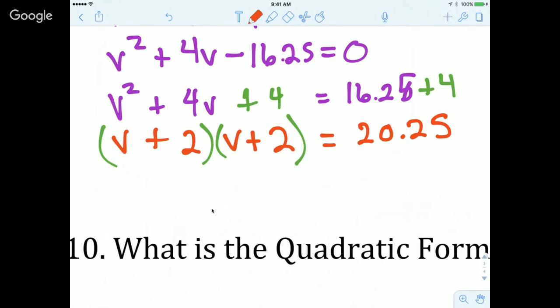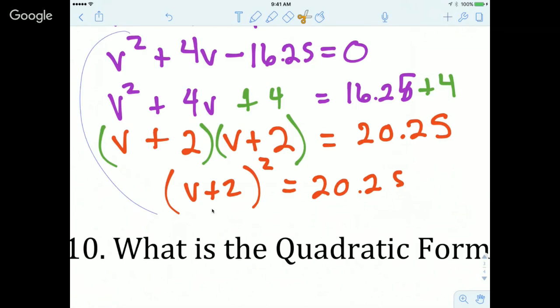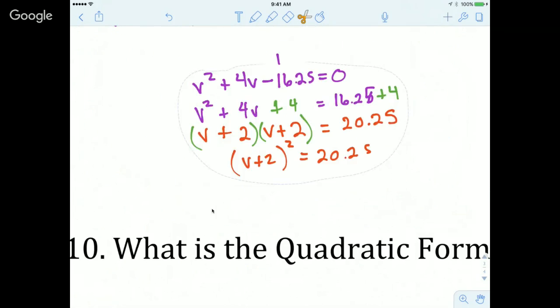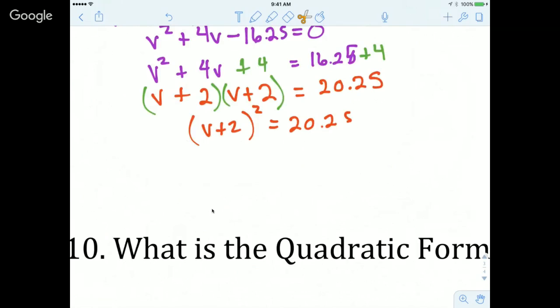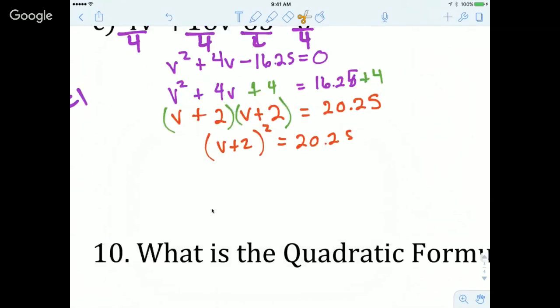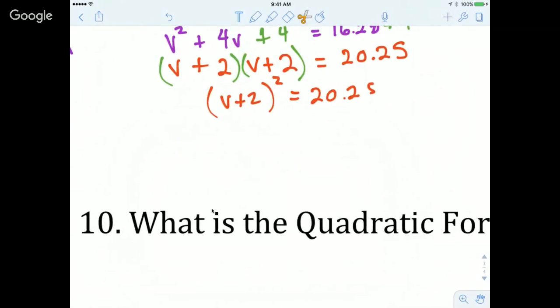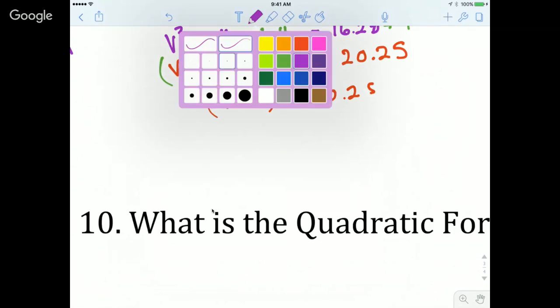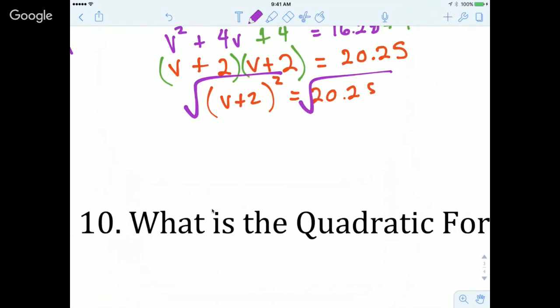And then combine everything. 2 parentheses become 1 parentheses, and you square it. Then we want to square root both sides. Don't forget your plus or minus. So V plus 2 equals plus or minus the square root of 20.25.